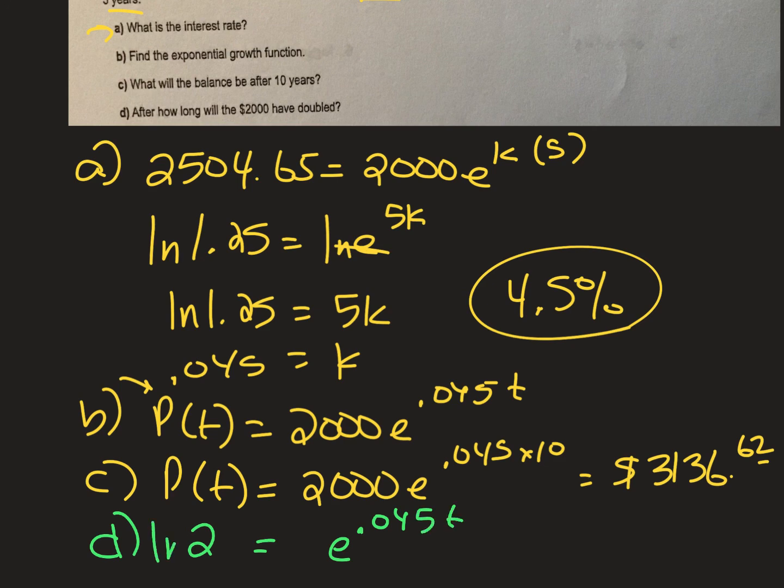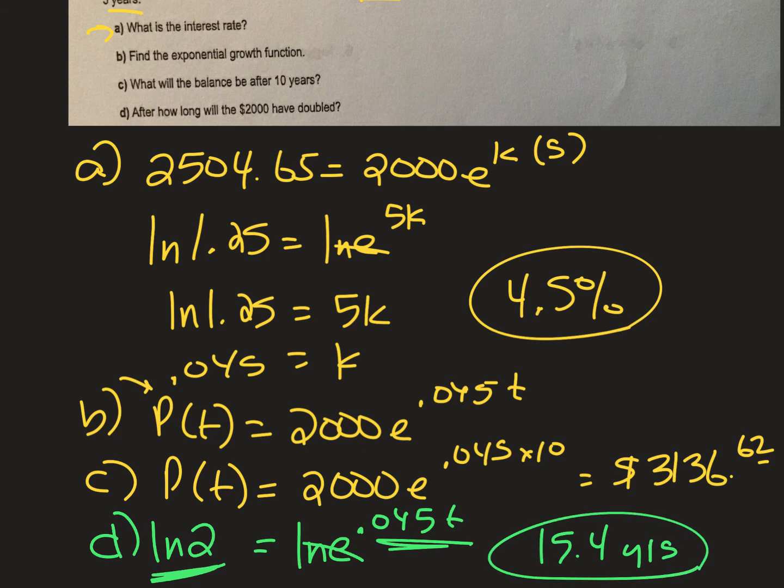So I'm going to do natural log of each side. Over here, again, it cancels. So basically, to get my answer, I'm going to take that natural log 2 and divide it by the 0.045. So I'm punching in right now. Natural log 2 divided by 0.045. Punch it up, get like 15.4 years to double your money. And that's all you do.